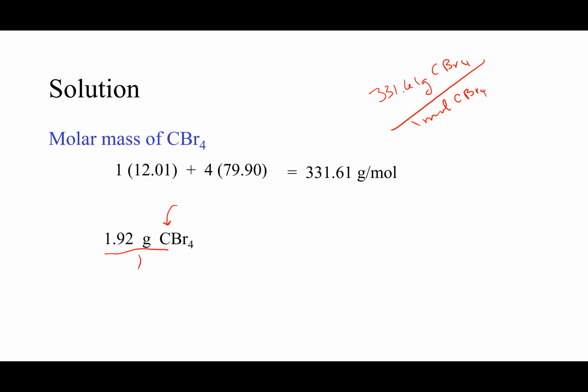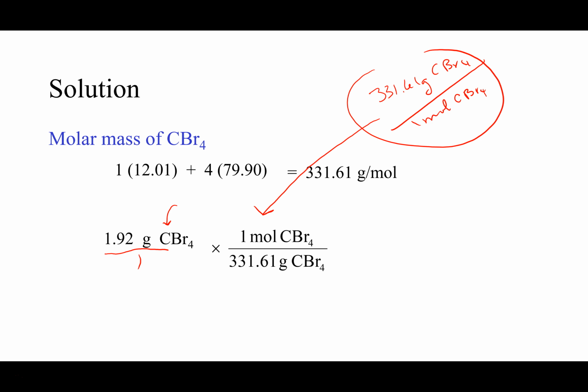What's the next term? It's going to be the molar mass of the whole compound. Yep, it's going to be this molar mass of the whole compound. You think we're going to flip it or use it like this? Flip it. Yep, flip it. So we make our next term 1 mole of CBr4, the compound, over 331.61 grams of CBr4.